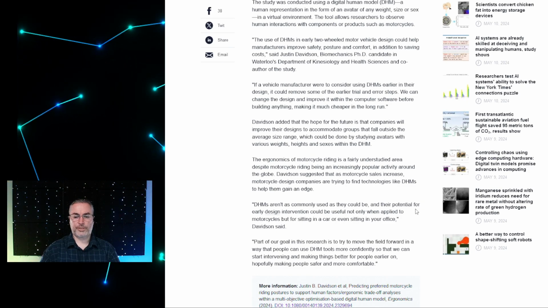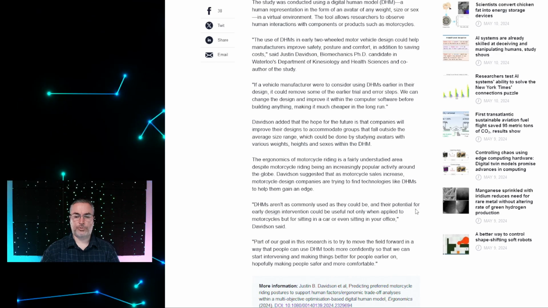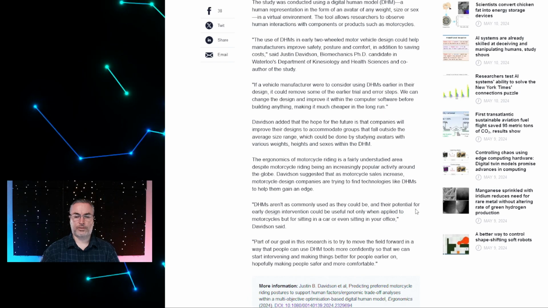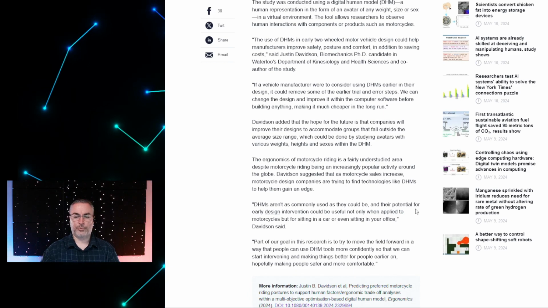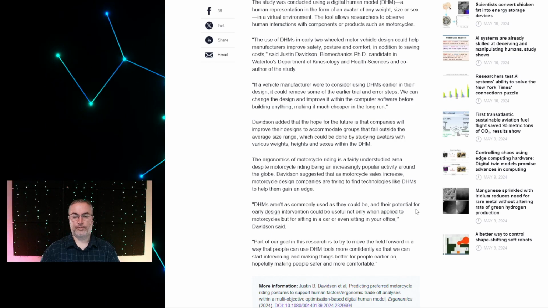So part of the goal of the research is to try to move the field forward in a way that people can use DHM tools more confidently so that we can start intervening and making things better for people earlier on, hopefully making people safer and more comfortable.